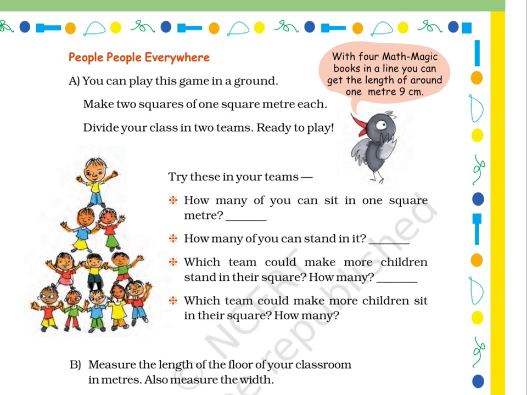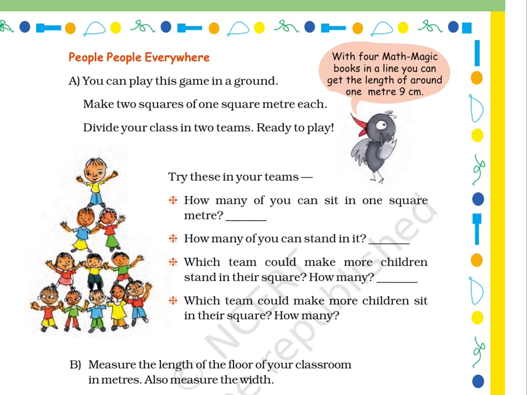Now, try these in your teams. How many of you can sit in 1 square meter? Dash. How many of you can stand in it? Dash. Which team could make more children stand in their square? How many? Dash. Which team could make more children sit in their square? How many? Give your answers in the blank spaces. On the left side of the page we see one of the teams having lots of fun.